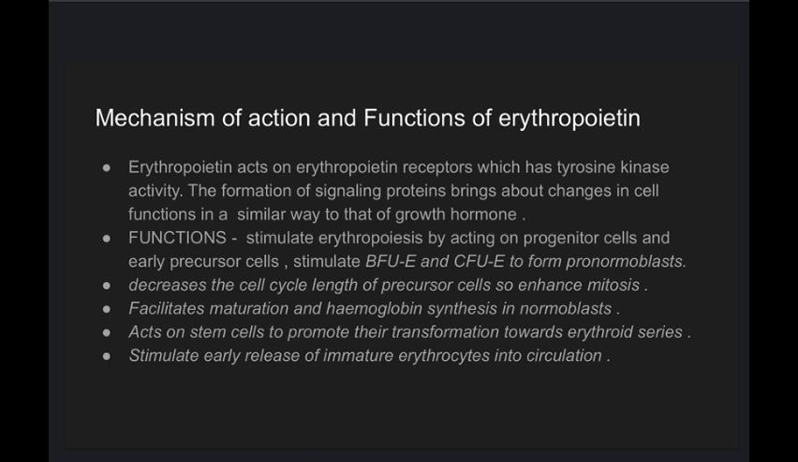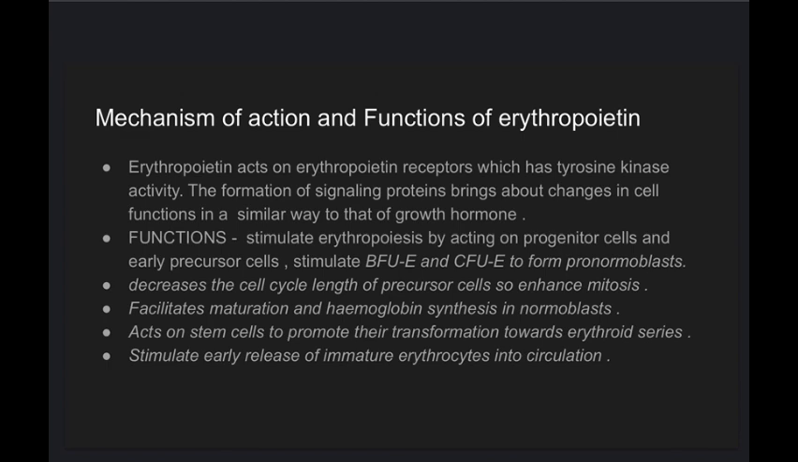The functions of erythropoietin. The main function of erythropoietin is to stimulate the formation of RBCs, I mean to stimulate erythropoiesis. It will act on the progenitor cells during the development of the RBCs to stimulate their production. It will decrease the cell cycle length to enhance the mitosis so as to increase the number of RBCs and to facilitate the maturation and hemoglobin synthesis in normoblast.